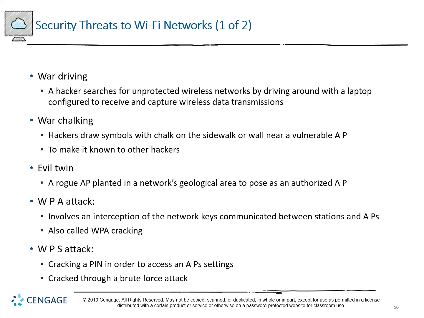War chalking is part of the war driving experience, where hackers will draw symbols with chalk on the sidewalk or on the wall near a vulnerable AP to make it known to other hackers. An evil twin is a rogue AP planted in the same geographic area to pose as an authorized AP to try and funnel that traffic to them instead of the legitimate source.